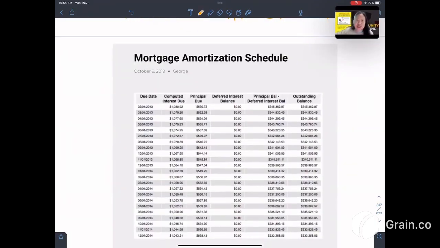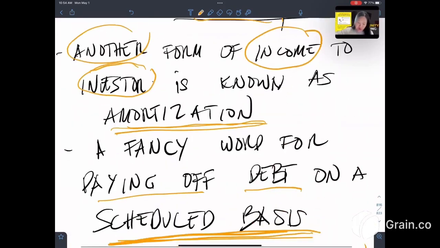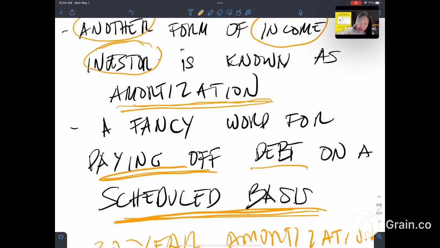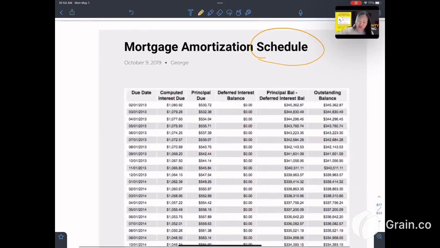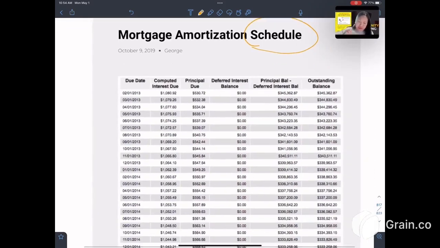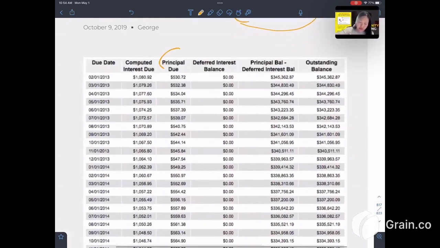So here is an example of an amortization schedule. Again, amortization is a fancy word for paying off debt on a scheduled basis. So this is the schedule. This is paying down your debt. With debt, we have the principal and we have the interest, and this is the outstanding balance remaining.